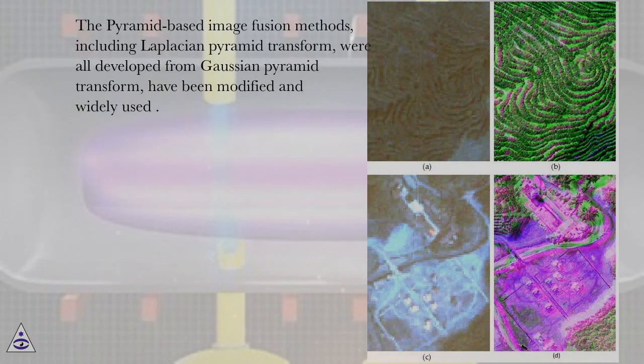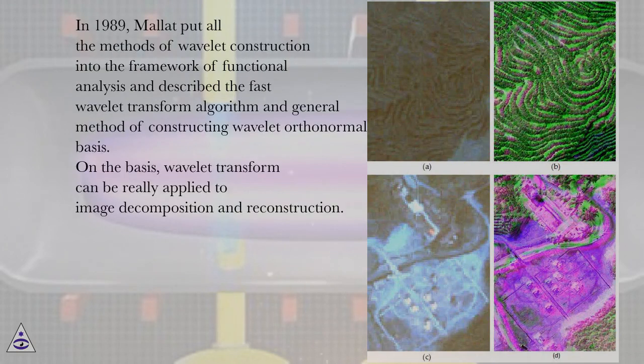1980s. The pyramid-based image fusion methods, including Laplacian pyramid transform, were all developed from Gaussian pyramid transform, and have been modified and widely used. In 1989, Mallat put all the methods of wavelet construction into the framework of functional analysis and described the fast wavelet transform algorithm and general method of constructing wavelet orthonormal basis. On the basis, wavelet transform can be really applied to image decomposition and reconstruction.